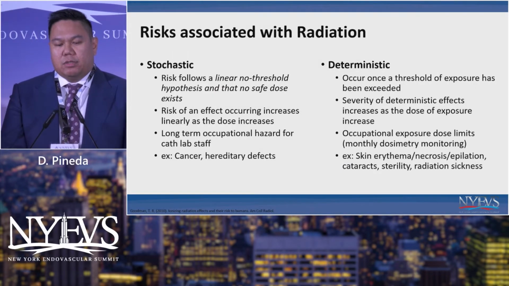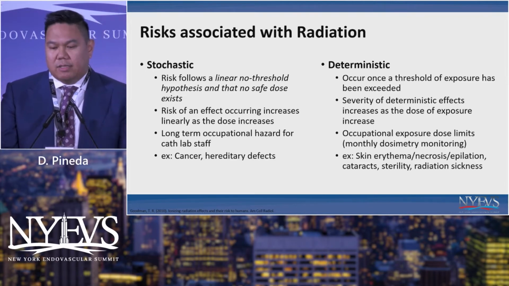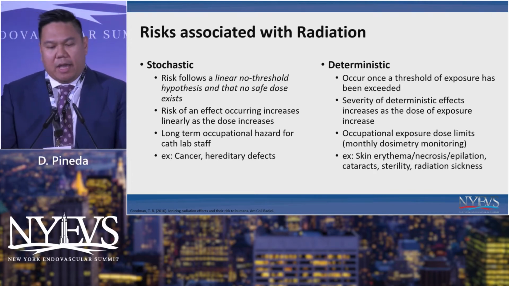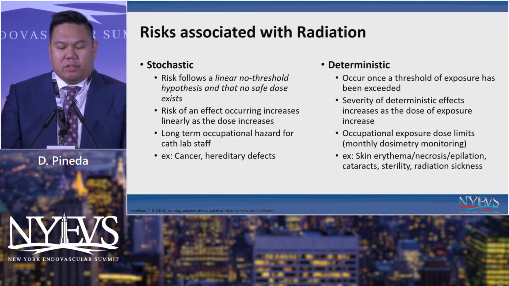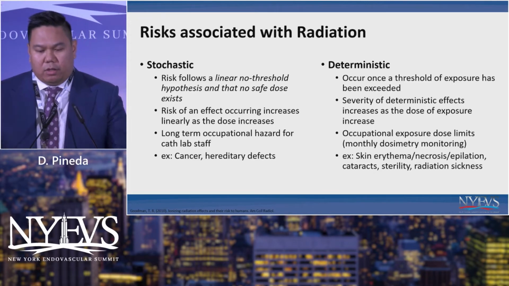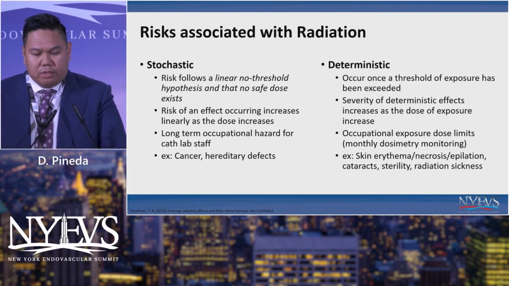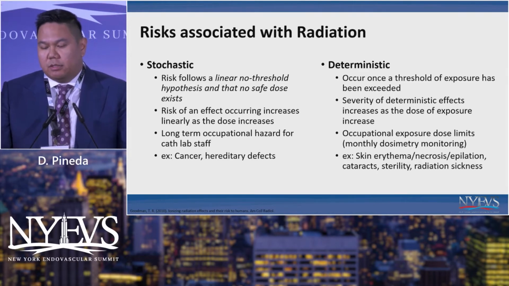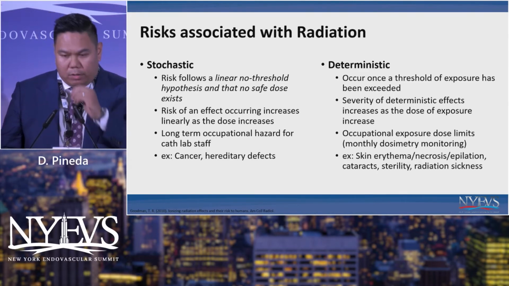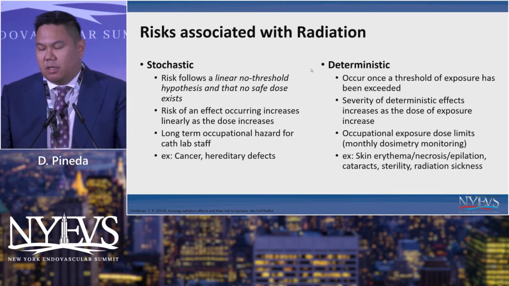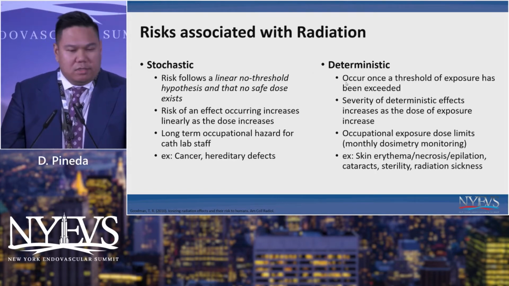When we talk about the risks associated with radiation, there are two types: stochastic and deterministic. Stochastic risks are those that we employees in the cath lab are more concerned about. There's a linear no-threshold hypothesis that there really is no safe dose, and it accumulates along your exposure in the cath lab as an occupational risk. These can cause cancer and hereditary defects. The risks we're more concerned about for patients are deterministic, and they occur from one big bulk dose of radiation. Generally we see these as skin changes. Patients can have cataracts, sterility, and even some radiation sickness at higher doses.